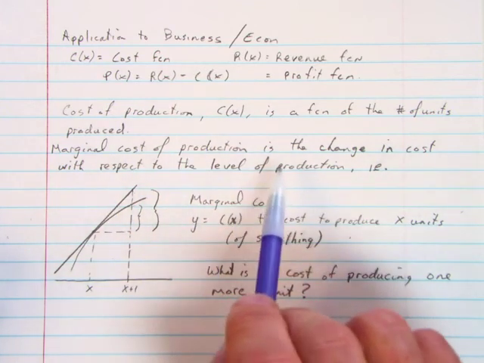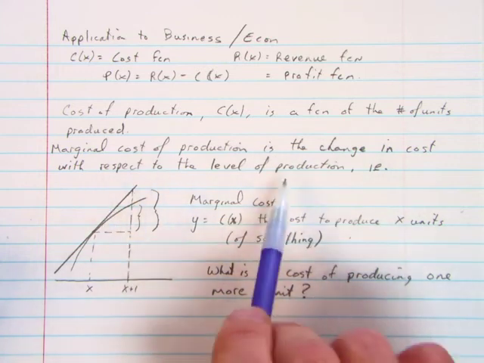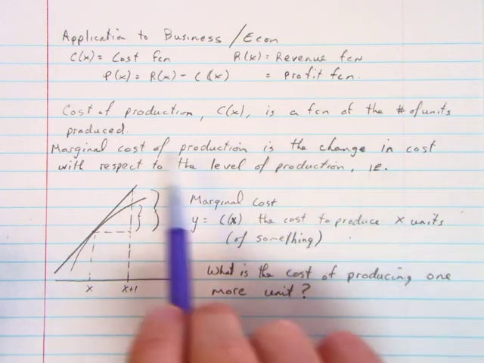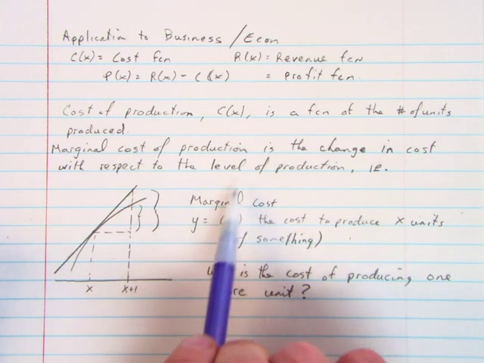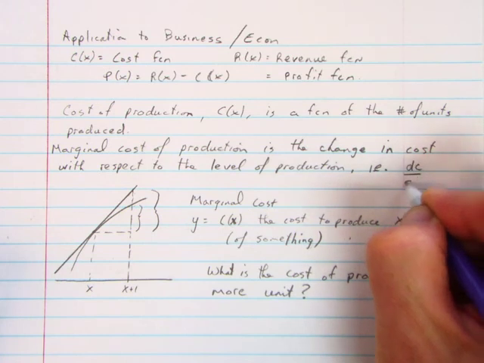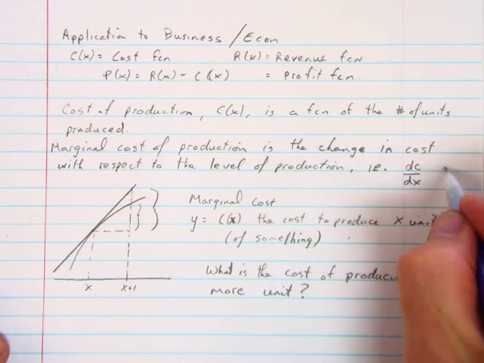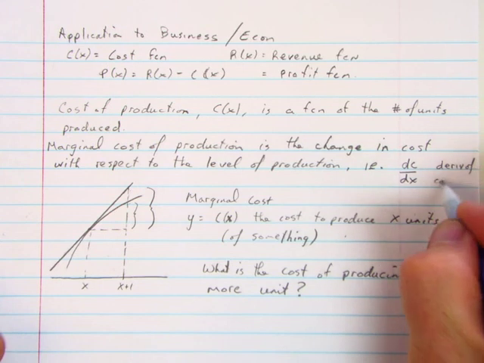Marginal cost of production is the change in cost with respect to the level of production. Translate that into math symbols. It's a change in costs with respect to the level of production. What is that telling you? You want to recognize that that's telling us that it is dC/dx. That is our derivative of the cost function.